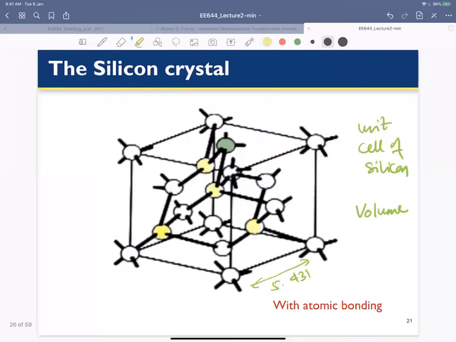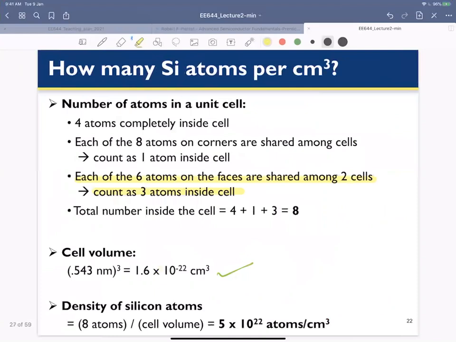8 cubes, right? Basically, if you see, there will be 8 cubes. So each of these 8 corner atoms is shared by 8 unit cells, so you could count them as one, right? And there are 4 atoms completely inside the cell, right? So the total number of atoms in silicon is nothing but 8 in the unit cell: 4 plus 1 plus 3, 8.